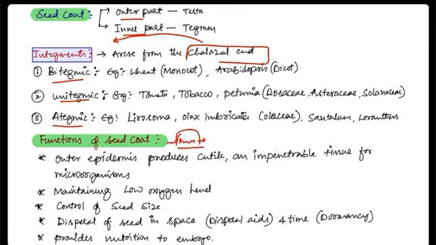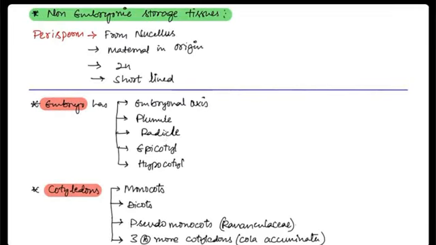Just go through the functions once. Let us talk of non-embryonic storage tissue. Perisperm is one such non-embryonic storage tissue which acts as storage in some cases. It is generally maternal in origin, synthesized by the nucellus itself, the ploidy is 2n, and it is generally short-lived.